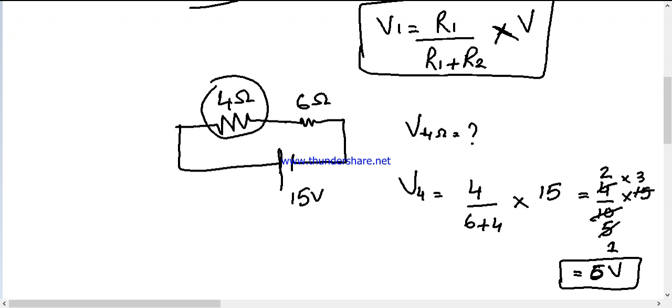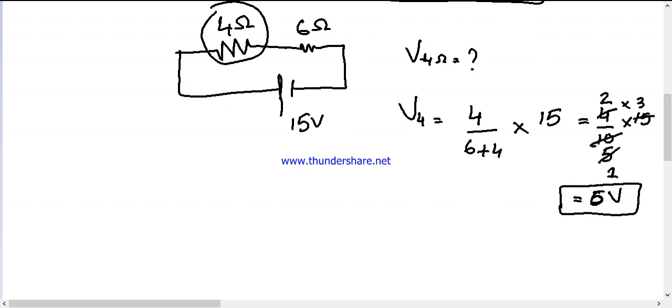So the voltage across 4 ohms will be 6 volts, and we can also calculate the voltage across the 6 ohm resistor by the same formula, using 6 upon 6 plus 4 into 15. That will be equal to 9 volts.